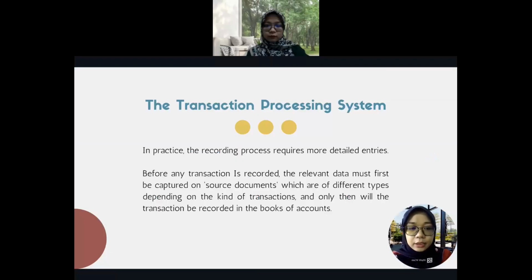In practice, the recording process requires more detailed entry rather than just general journal entries. So before any transaction is recorded, the relevant data must first be captured on the source document, which are different types depending on the kind of transaction. The example of source document are, for example, the invoice, the receipt, or bank statement. Okay, and from this source document, data of the transaction is recorded in books of account.